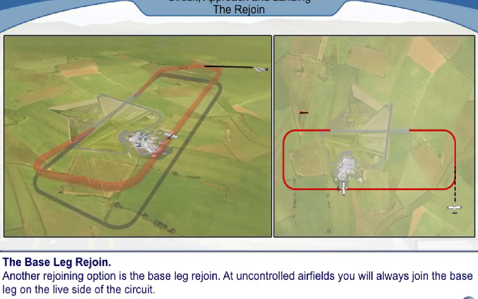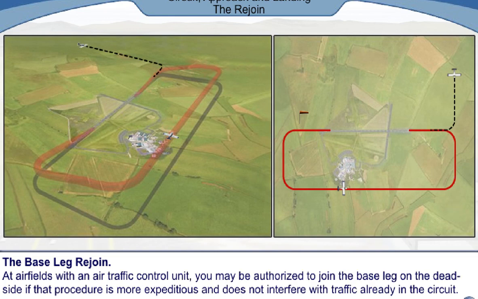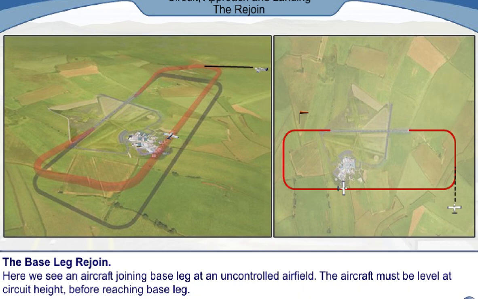Another rejoining option is the base leg rejoin. Normally, you'll join the base leg on the live side of the circuit. That is, you would join left base when the circuit is left-hand. Joining on the live side would be obligatory at uncontrolled airfields, but at an airfield with an air traffic control unit, you may be authorized to join the base leg on the dead side if that procedure is more expeditious and doesn't interfere with traffic already in the circuit. In either case, the procedure is the same.